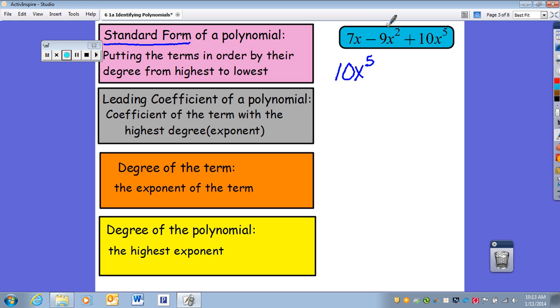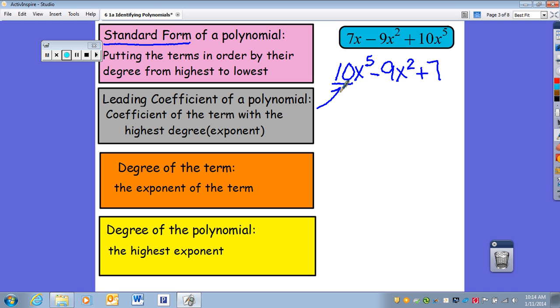Our second term, we look for the next highest exponent, which is going to be negative 9x squared, and then lastly our 7x. This is called standard form. The leading coefficient is the number that is in the front when our polynomial is in standard form. It is the number in front of the variable. Our leading coefficient in this example would be 10.